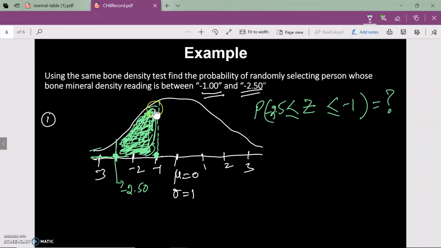I will leave it as an exercise for you. I will only show you the computation by using Microsoft Excel or maybe StatCrunch. So I repeat, first you find the area to the left of -1, then you find the area to the left of -2.5, and then you subtract the smaller area from the larger area. You will get the middle area. Okay, so let's see how we're going to do that in StatCrunch.